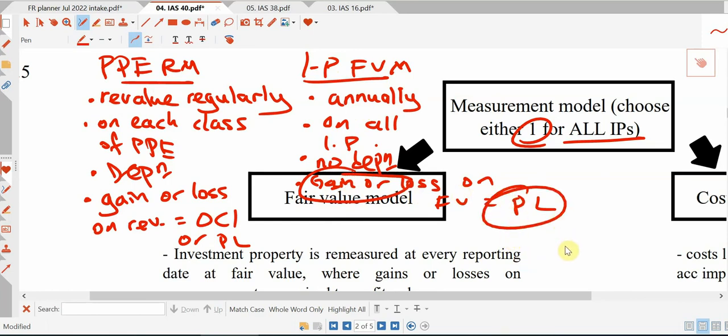He can put in the answer OCI and ask you to choose which one is wrong. Then we know for investment property, there's no way we're going to recognize anything in OCI. So this is the wrong answer. So that kind of question can happen. But purely on the investment property fair value model, we don't really have many questions, because it's too easy already.